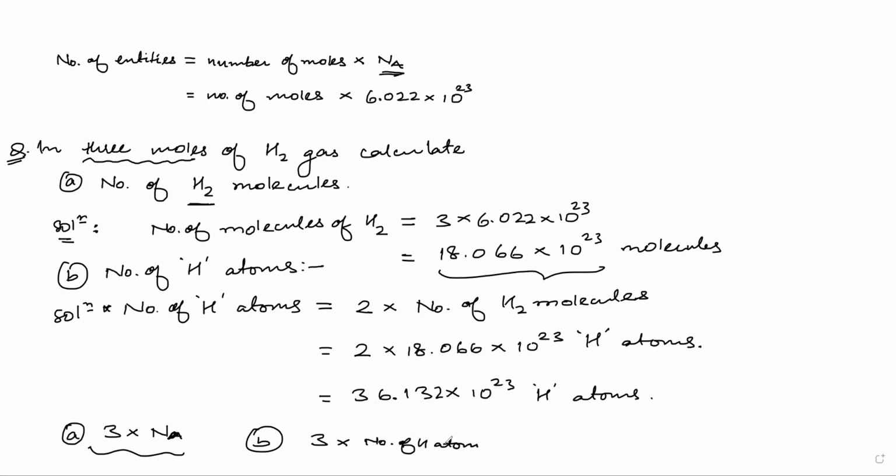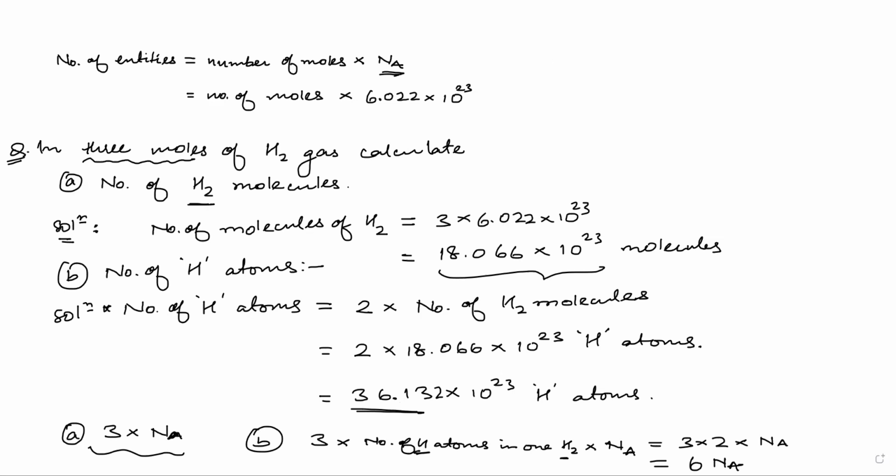Okay, now for B you can write 3 into the number of H atoms in 1 H2 into Na, right? So this will be equal to how much? 3. How many atoms of hydrogen are there in one H2? 2. So 2 into Na. So this will be equal to 6 Na. And if you see, 6 Na is equal to 36.132 into 10 to the power 23, right? Yes.